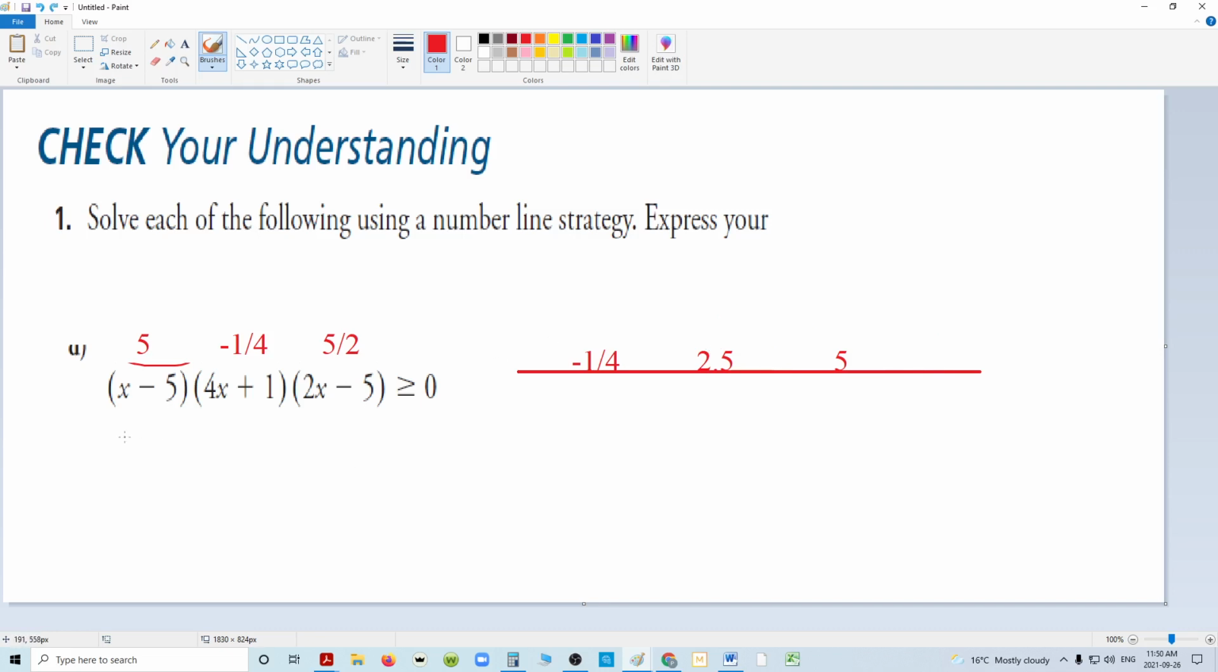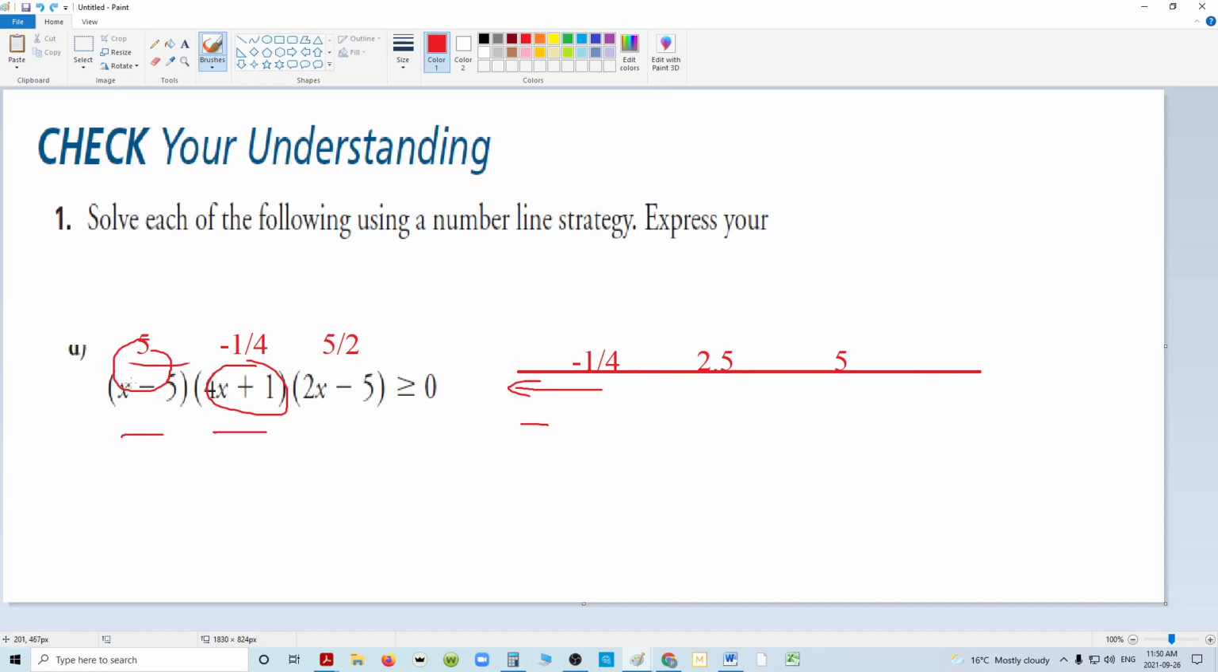So if I use -1, this becomes minus, this becomes minus, and this becomes minus. Minus times a minus times a minus means everything to the left of this is minus, which is not what I'm looking for. I automatically know that I'm going to be looking for this and everything above 5, but I'm going to go through the process anyway.